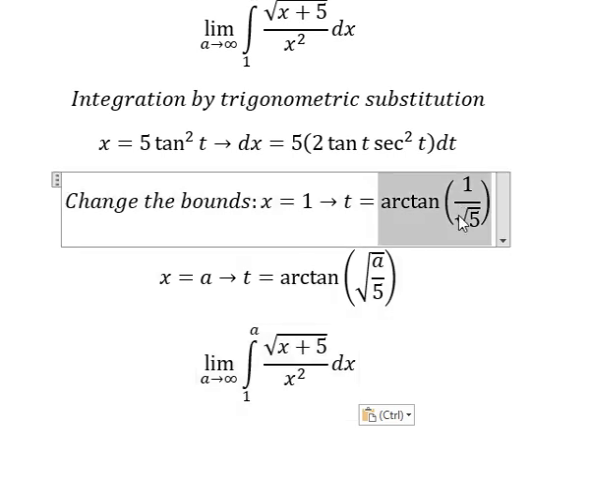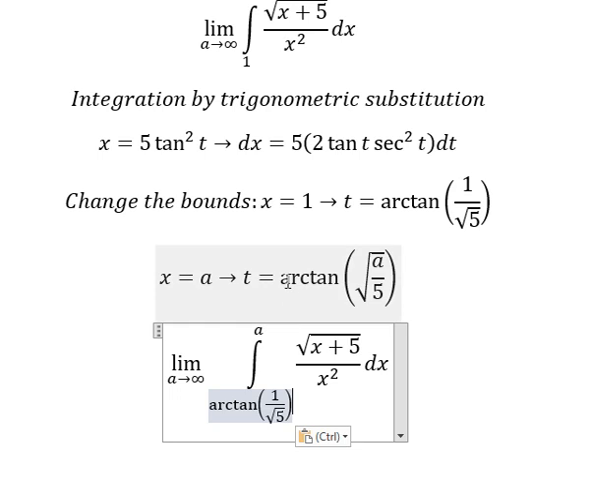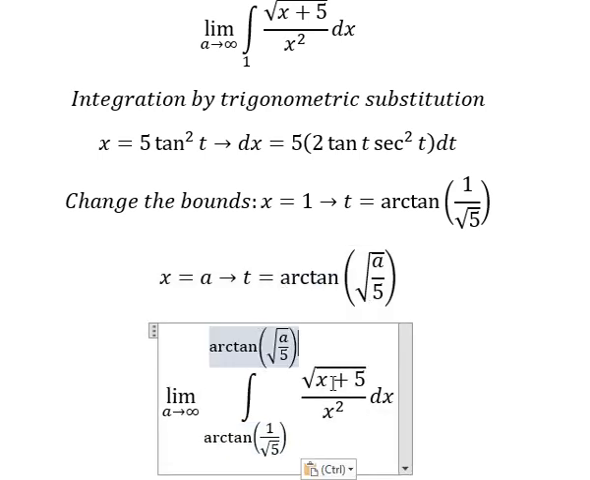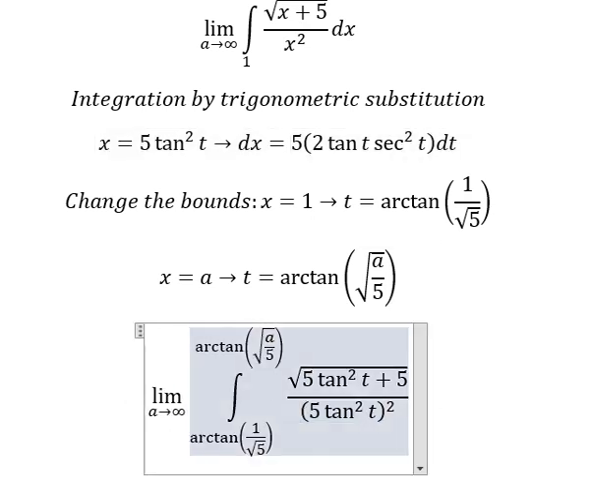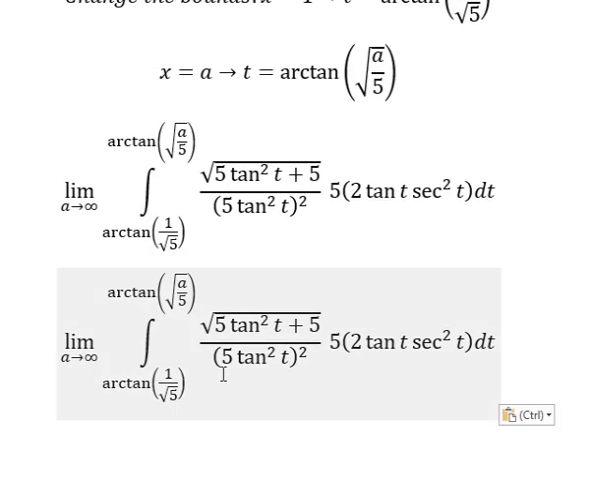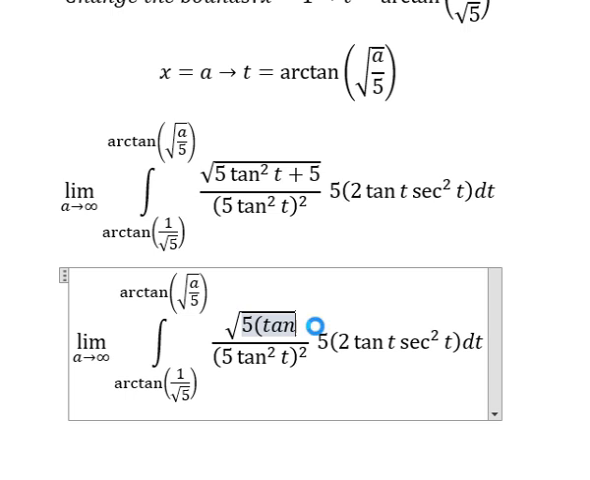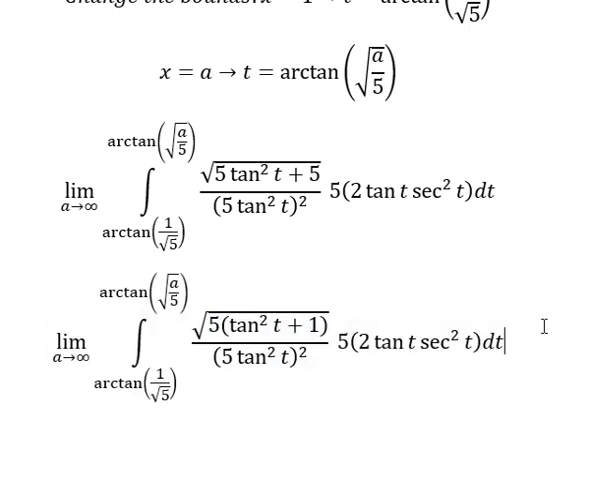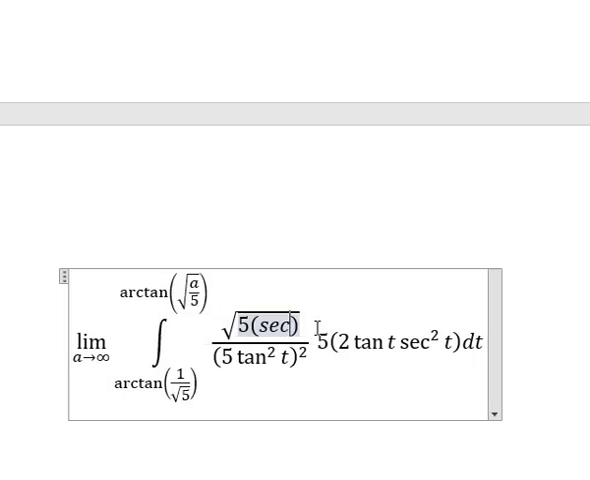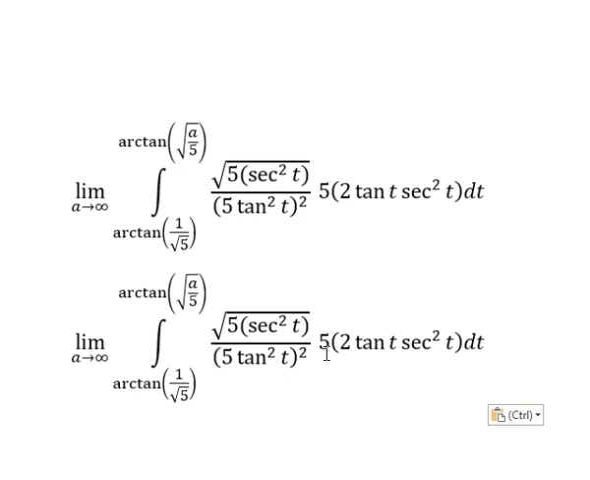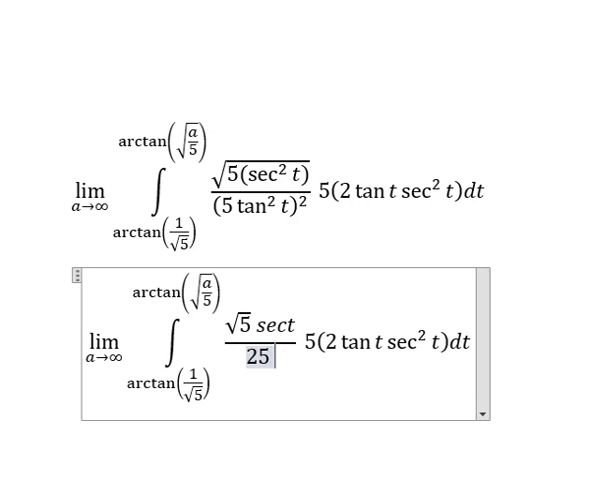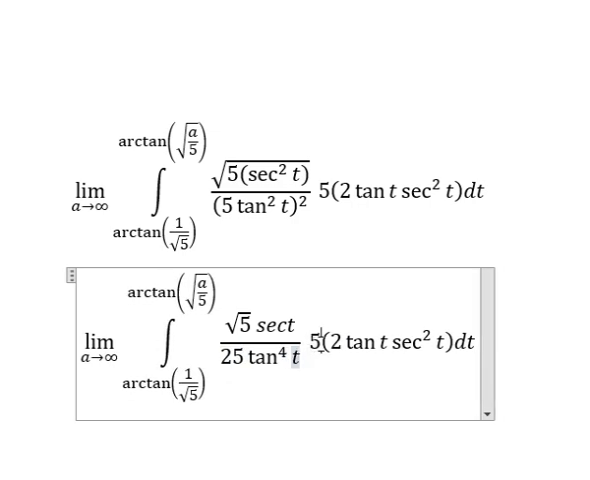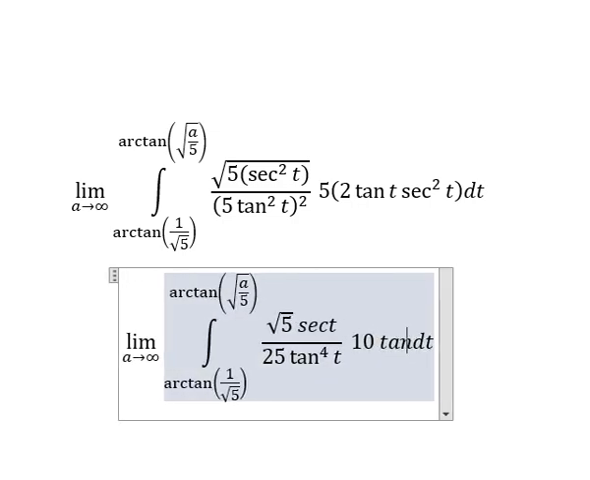So 1 is about this one, b is about this one. The s we change to this one, and the ds to this one. So this one we have tan t squared plus 1, and this one is secant of t squared. The square root of secant of t squared is secant of t. This one we have 25 tan t to the power of 4. This one we have 10 tan t secant of t squared.